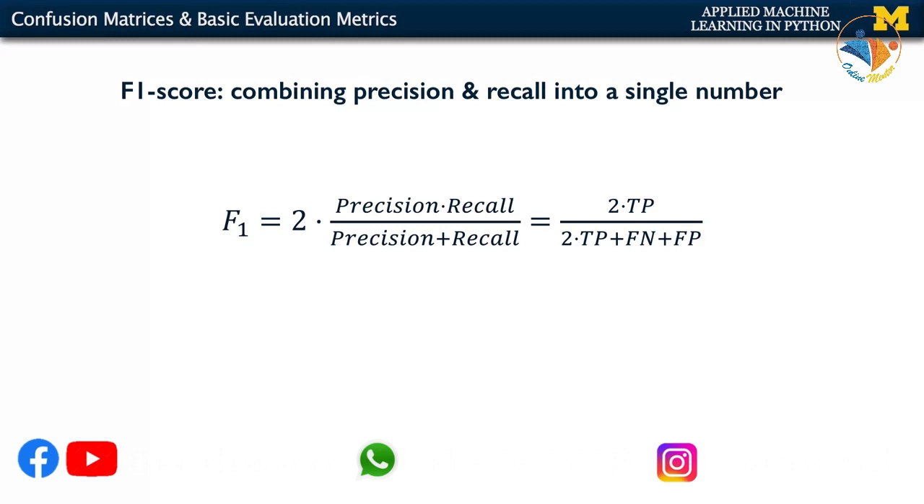Mathematically, this is based on the harmonic mean of precision and recall using this formula. After a little bit of algebra, we can rewrite the F1 score in terms of the quantities that we saw in the confusion matrix: true positives, false negatives, and false positives.